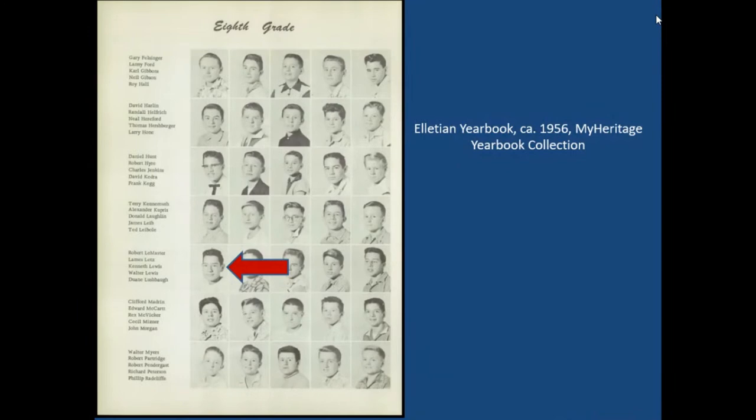This is a school yearbook photograph of my father. I found this on MyHeritage. It was a wonderful find for me. The Aletian yearbook for Ellet High School, and I'm pointing to my dad, Robert Leemaster. Unfortunately, he just passed away this past November, but what a wonderful thing to be able to find his yearbook and his photograph from the eighth grade on MyHeritage.